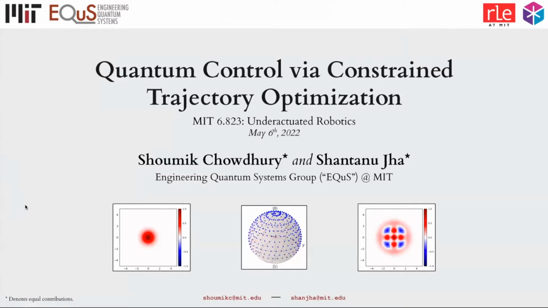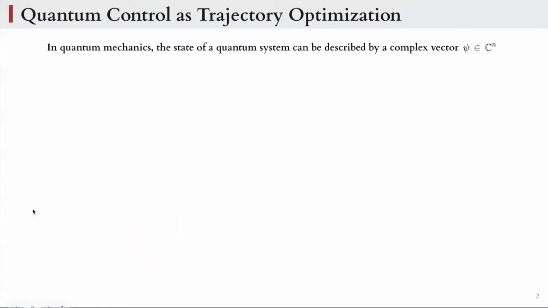We work in the Equus group here at MIT, and today we're going to tell you about our project on quantum control via constrained trajectory optimization. It turns out that many of the techniques we've discussed in class have broad applicability outside of robot dynamics, and one such area we were pleasantly surprised to find is quantum mechanics.